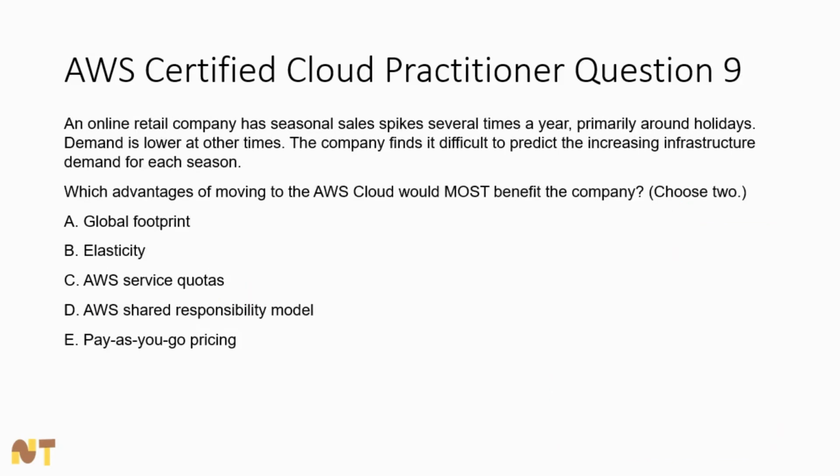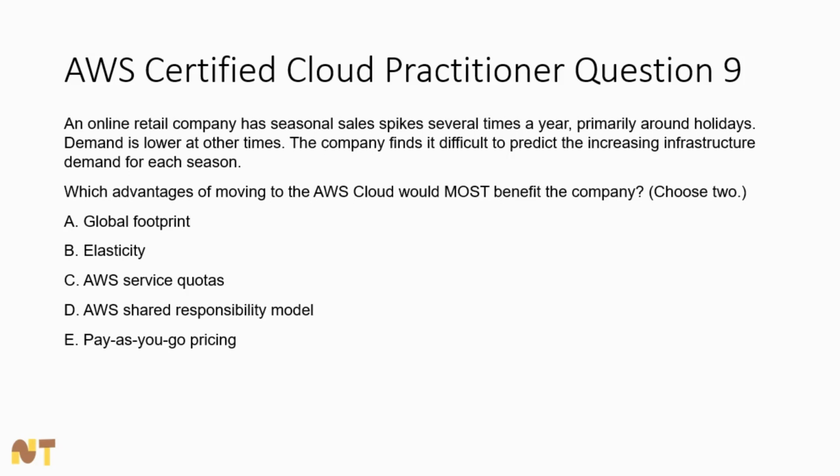An online retail company has seasonal sales spikes several times a year, primarily around holidays. Demand is lower at other times. The company finds it difficult to predict the increasing infrastructure demand for each season. Which advantages of moving to AWS Cloud would most benefit the company? Choose two. Options are A. Global footprint, B. Elasticity, C. AWS service quotas, D. AWS shared responsibility model, and E.